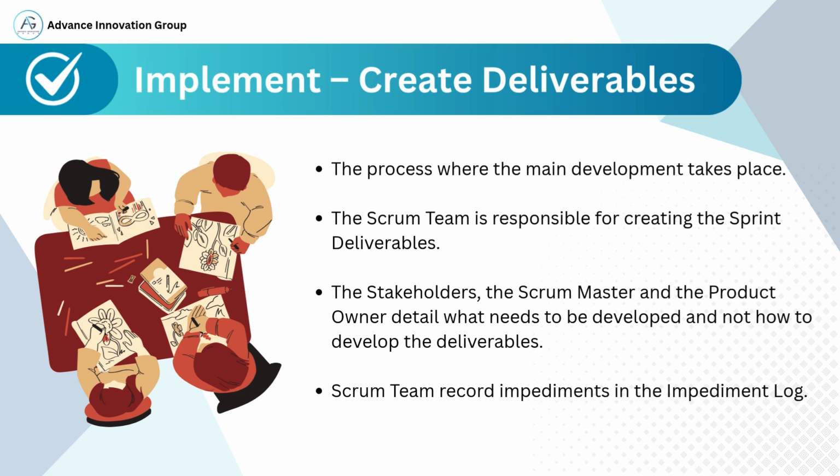During the development, if the team faces any blockers or issues, they document those in the impediment log, so they can be tracked and resolved. This process ensures that the focus remains on value-driven, team-owned delivery.